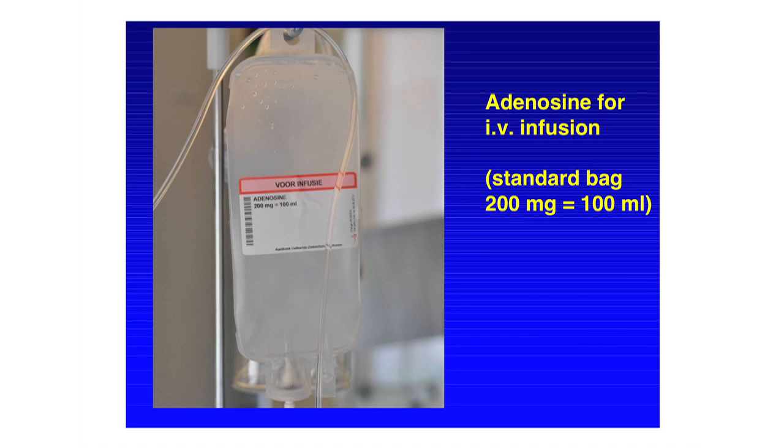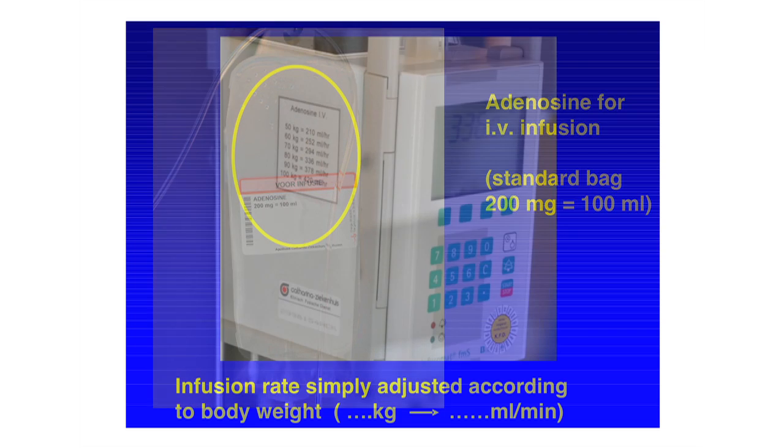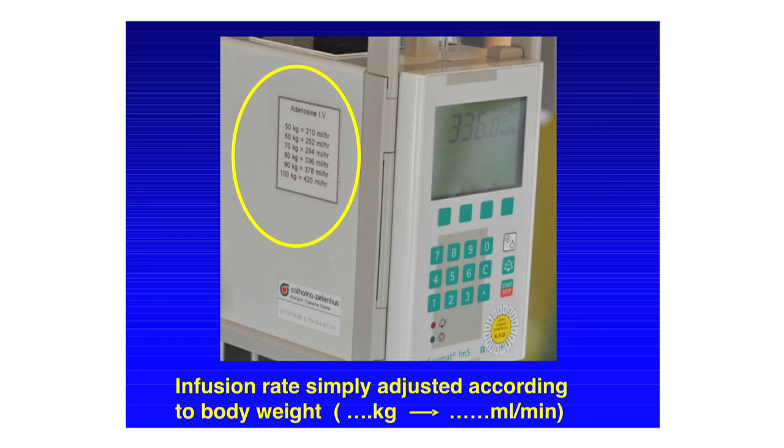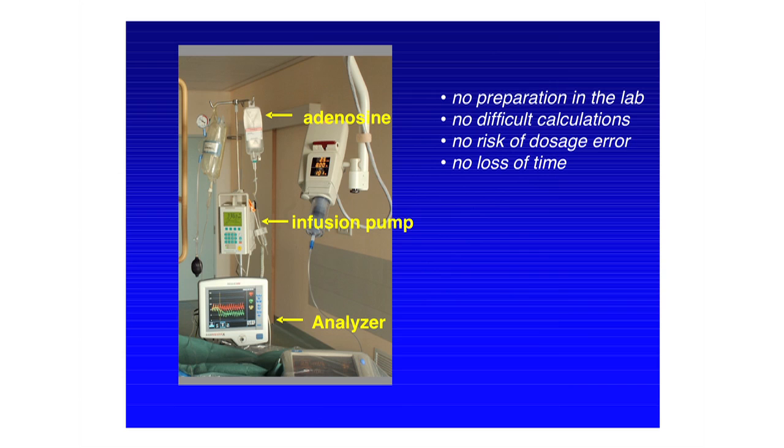And is hyperemia so difficult? I don't think so either. It is all a matter of logistics, a matter of education. In our lab, we have these prepared bags, 200 milligram in 100 milliliter. We have a pump with a sign on the side which only says the body weight of the patient, and then you know how to set the pump. This is the situation in the cath lab: the adenosine, the pump, and here the radi analyzer, and you are very easy to go. You do not have to do any preparation in the lab, no difficult calculations, no risk of dosage error, and no loss of time. So hyperemia isn't difficult. In fact, it is easier to create hyperemia than to create resting conditions, but you have to set up good logistics and prepare your nurses, to educate them.